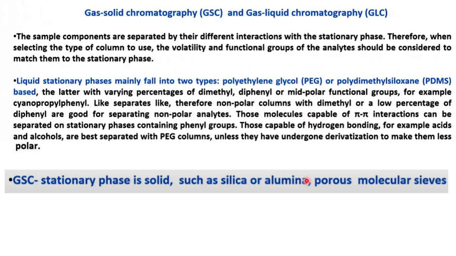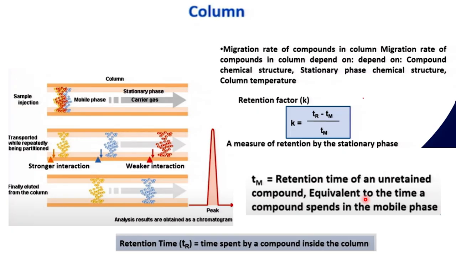Therefore, non-polar columns with dimethyl or a low percentage of diphenyl are good for separating out non-polar analytes. Those molecules capable of pi-pi interaction can be separated on stationary phase containing phenyl group. Those capable of hydrogen bonding, for example acids and alcohols, are best separated with the polyethylene glycol-based column, unless they have undergone derivatization to make them less polar. So the GSC stationary phase is solid, such as silica or alumina, or porous molecular sieve.